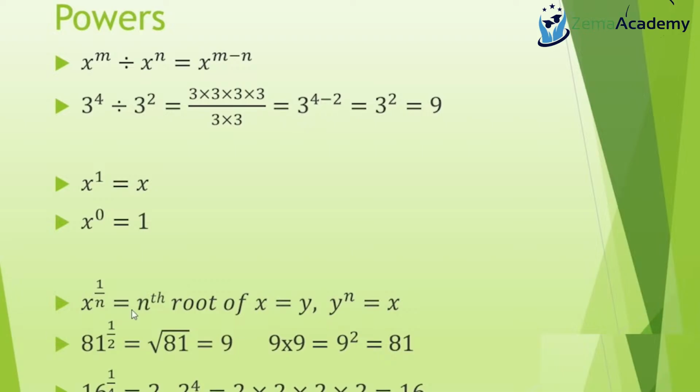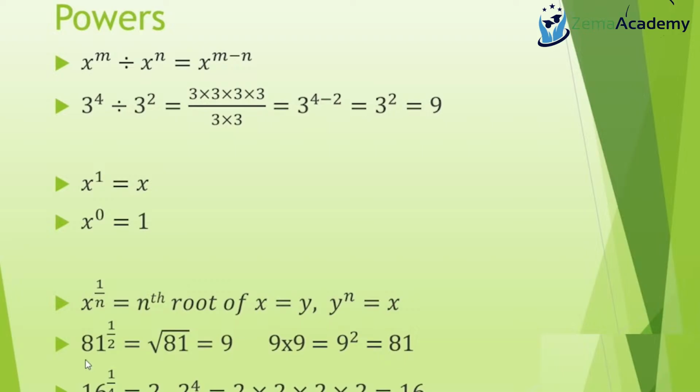The final rule that you need to be aware of is x to the power of 1 over n is the nth root of x. In other words, if y to the power of n equals x, then x to the power of 1 over n equals y. Again, the best way to test this out is to plug some numbers in and see how it works.